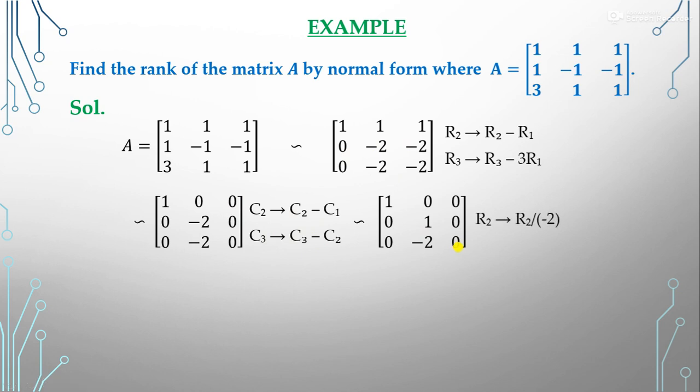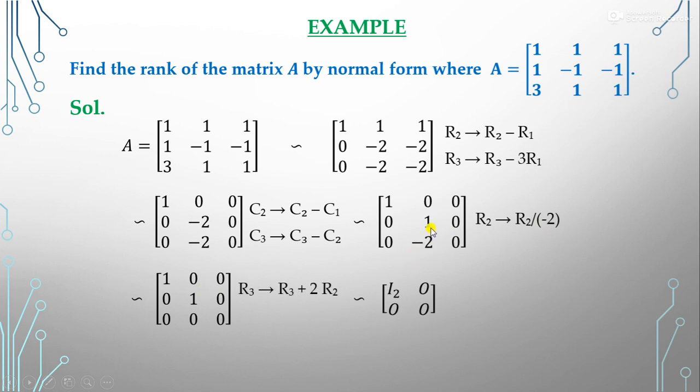Now because we need the identity matrix, to become 1 here, we divide by minus 2. So R2 divided by minus 2, it becomes 1. Now what remains is this. To make this 0, we use R3 plus 2R2, so it becomes 0. So now we have the 2 order identity matrix, all other terms are 0. So what will be the rank of this matrix? We decide the rank of this matrix is 2. Clear how to find the rank of the matrix in echelon form and the normal form?